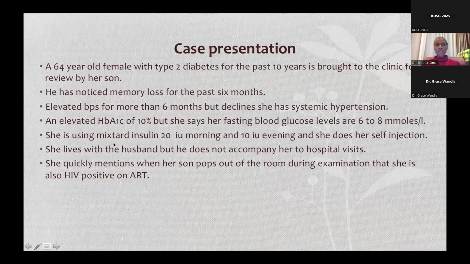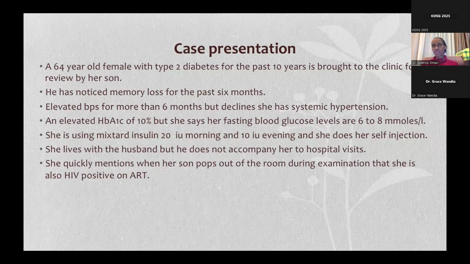So the case presentation is a patient whom I actually saw in the clinic. She's around 65, a female patient who has had type 2 diabetes for about 10 years. She was actually brought to the clinic by her son, and her son was concerned because he had noticed that his mother had started developing memory loss over a period of slightly more than 6 months.